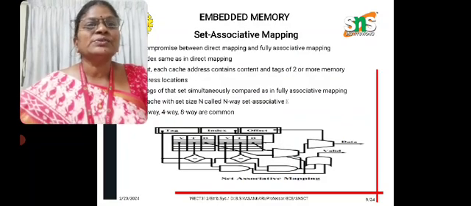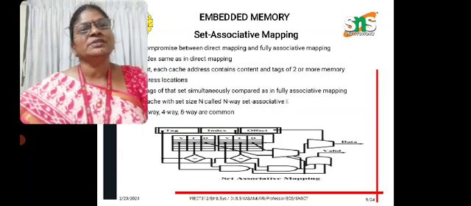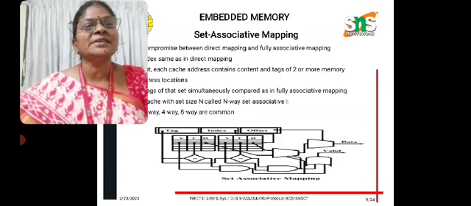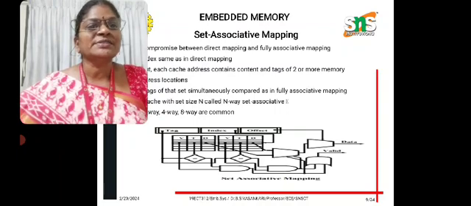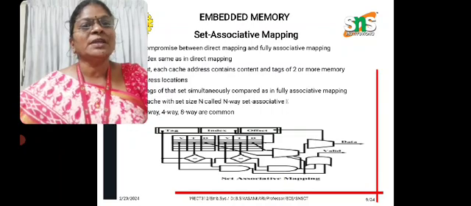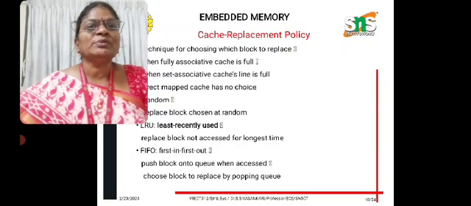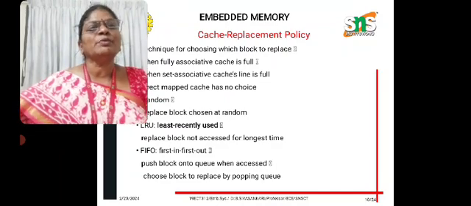Next, set associative mapping. It is a compromise between direct mapping and fully associative mapping. The index is the same as in direct mapping. So this is the structure of set associative mapping. It is 2-way, 4-way, and 8-way, which are common. Next, the cache replacement policy: this is a technique for choosing which block to replace.